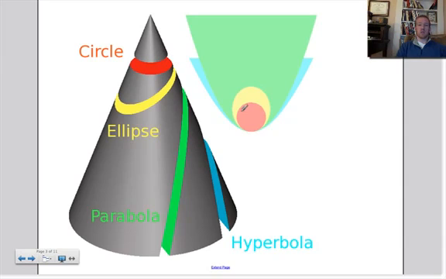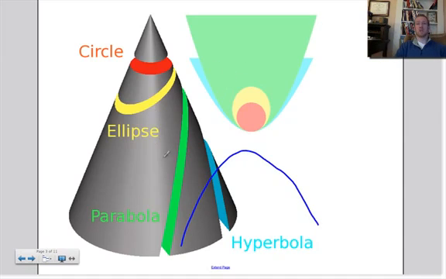Cut it flat, you get a circle. Cut it at an angle, you get an ellipse. That would be like an elliptical orbit, like our planets around the sun. And then a parabola is that familiar quadratic equation that we have studied. And then a hyperbola. This is not a closed loop. It's actually this, and it always has a mirror image that is down here too.